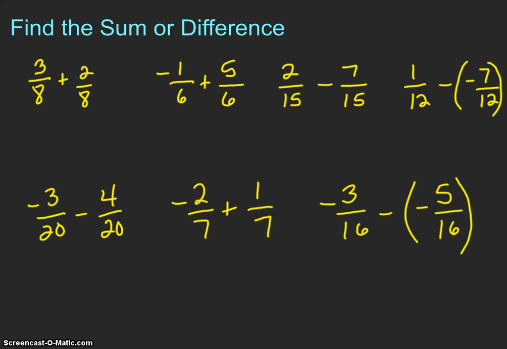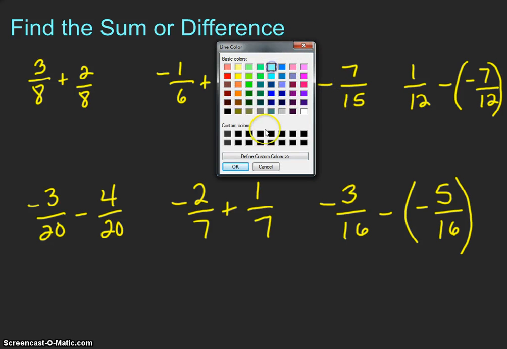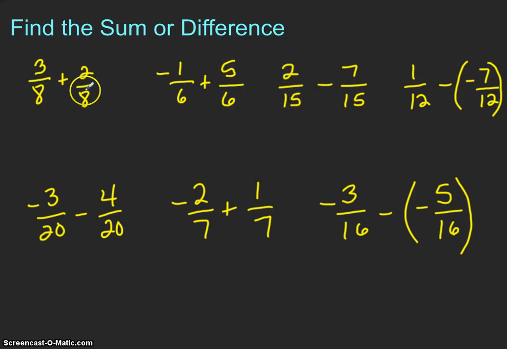So I've got 3/8, and let me see if I can get a better color than what I have here. Let's go with this, okay? So I've got 3/8 plus 2/8. Again, common denominator. I just add the top. 3 plus 2 is 5. It gives me 5/8. I need to reduce if possible, but this one I cannot possibly reduce.